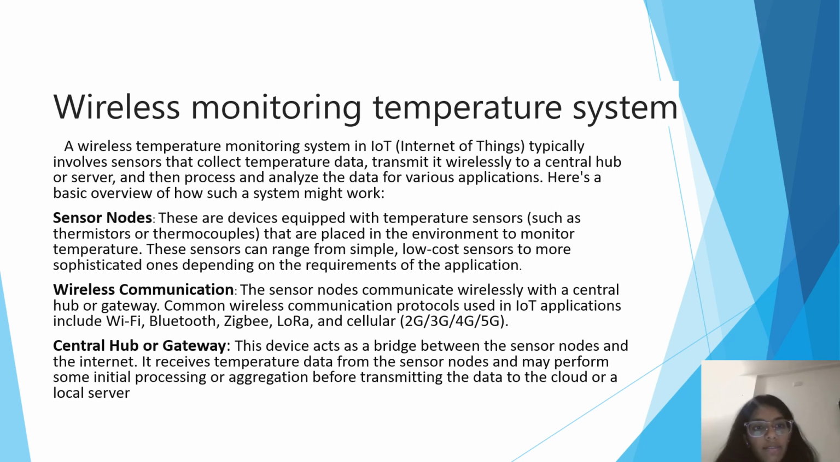Now let's see about the wireless monitoring temperature system. A wireless temperature monitoring system in IoT typically involves sensors that collect the temperature data, transmit it wirelessly to the central hub or server, and then process and analyze the data for various applications. So here's a basic overview of how such systems might work.